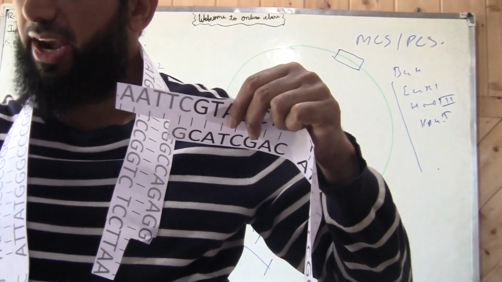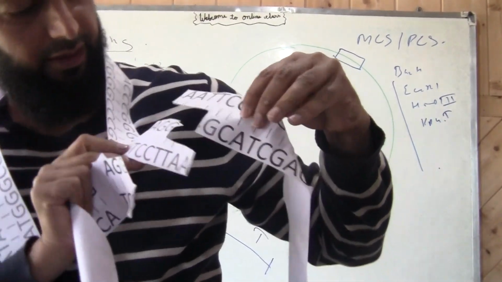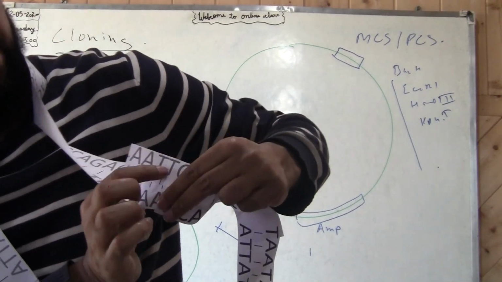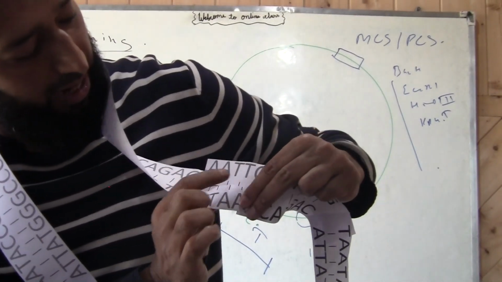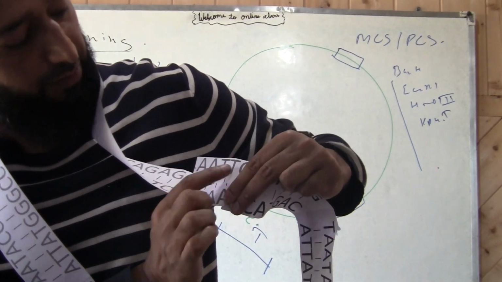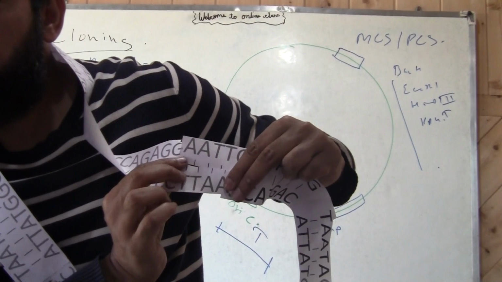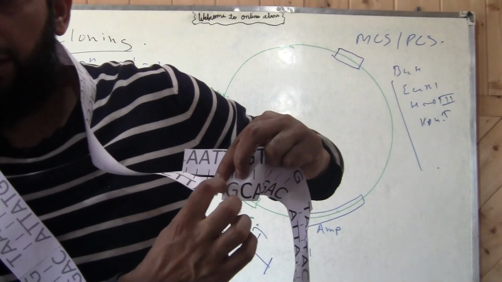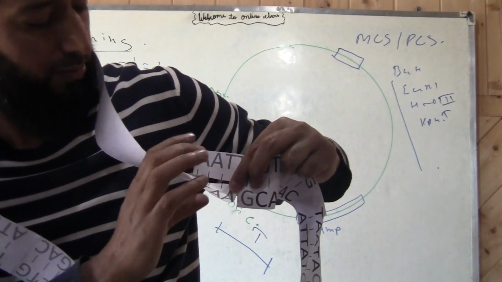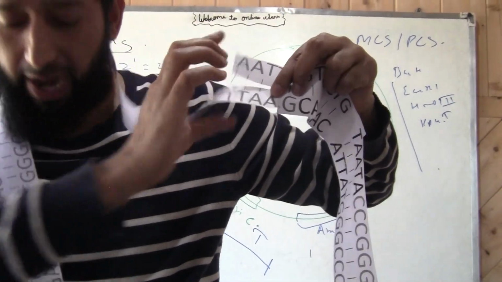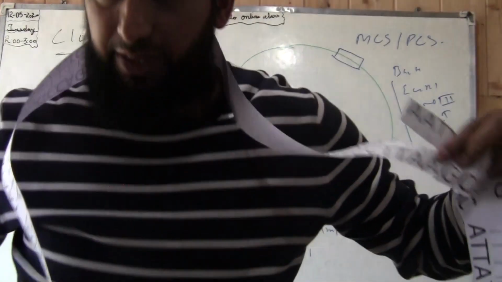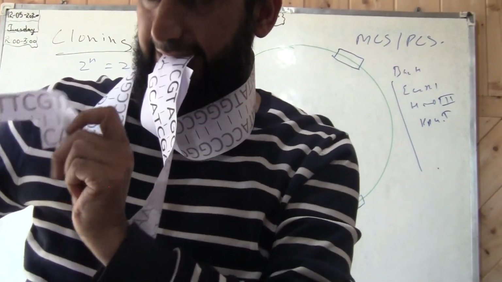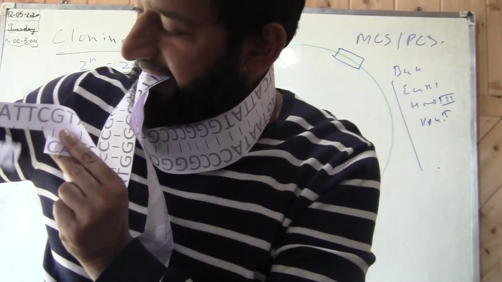When you mix the two and add ligase enzyme, what will happen? A will pair with T and T will pair with A. So they'll form these hydrogen bonds, and then the ligase will connect the phosphodiester bonds. So this is your one end, and this is your other end.